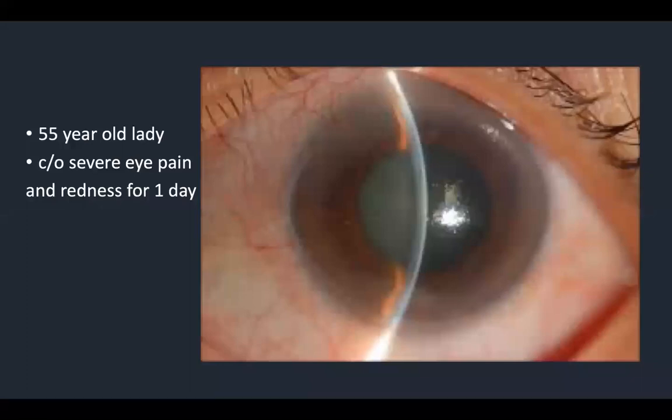So this case is a 55-year-old lady. She came to the ER complaining of severe pain and redness of the eye for 1 day. How to approach this case? So this is the external photo of an eye showing mild... Sorry, let us interrupt you.